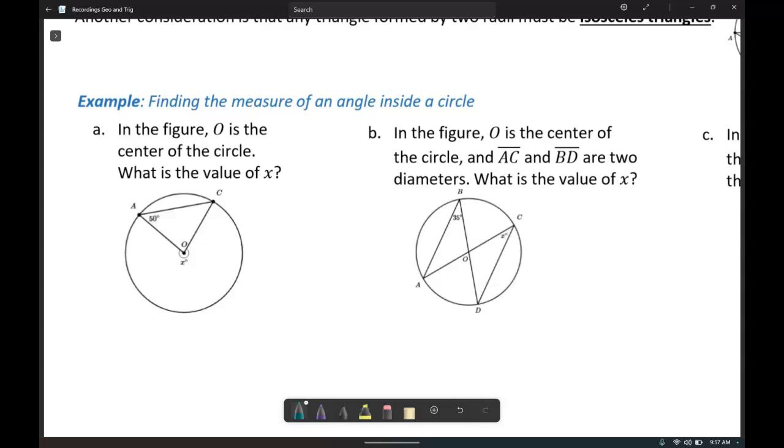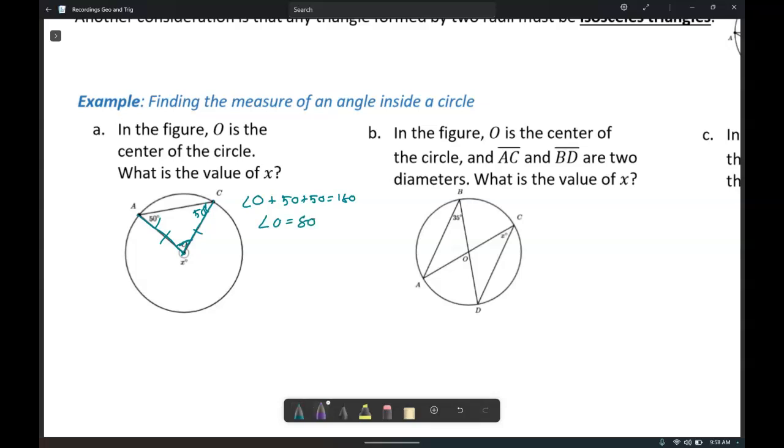In order to do that, we first have to find the measure of the angle O. Well, given that AO and BO are radii, they have to be equivalent in measure, which means the angles opposite are also going to be equivalent in measure. So we know that this angle measures 50 degrees. Well, the sum of the interior angles of a triangle has to add up to 180. So the measure of angle O plus 50 degrees plus 50 degrees has to equal 180. Therefore, the measure of angle O has to equal 80 degrees.